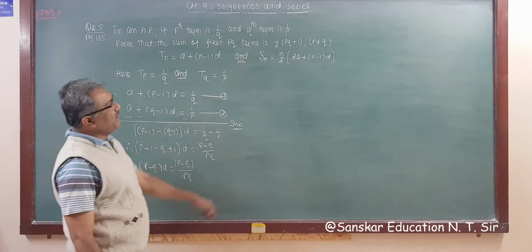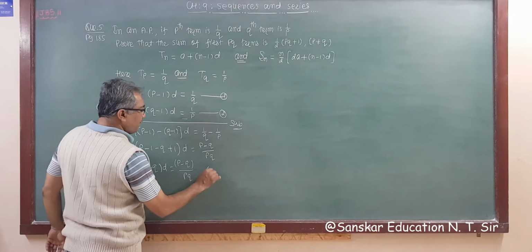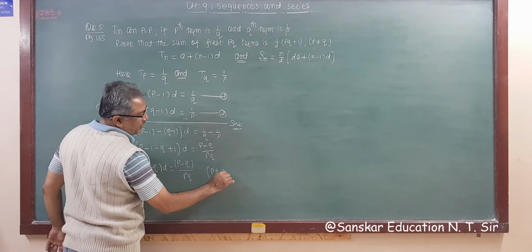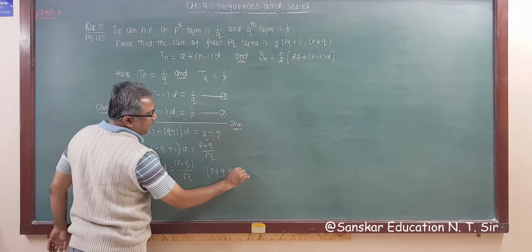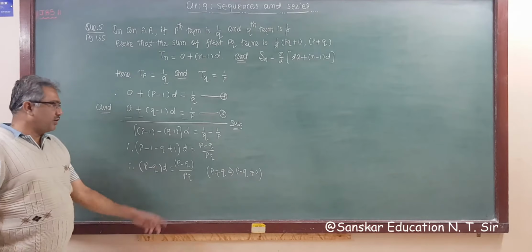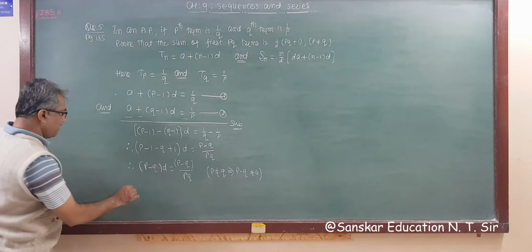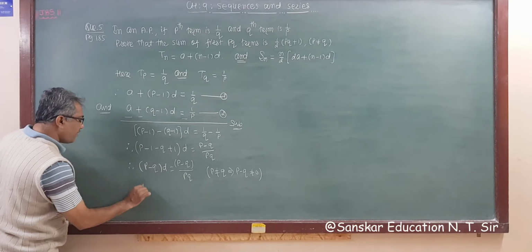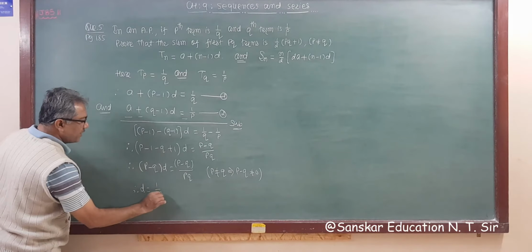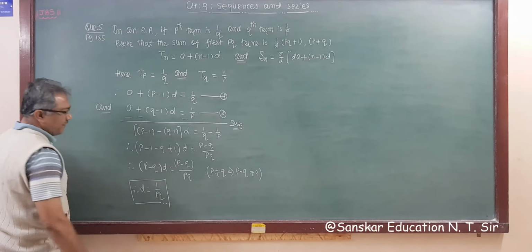But it is given p and q are different terms, that is, p is not equal to q. This implies p minus q is not equal to 0. So dividing by p minus q, this will cancel. Therefore, d will be 1 upon pq. So one target is achieved, that is the value of d.